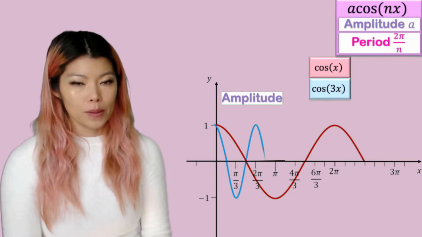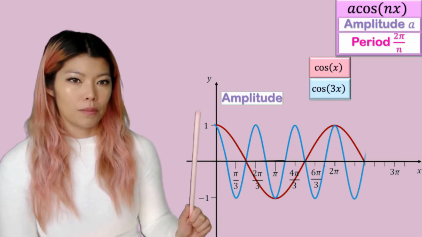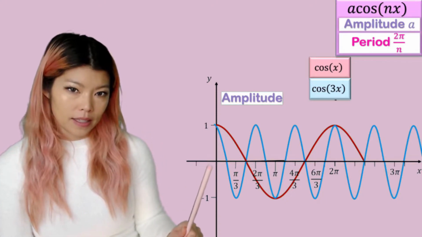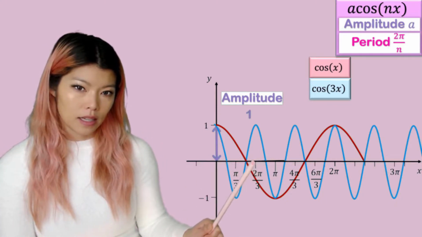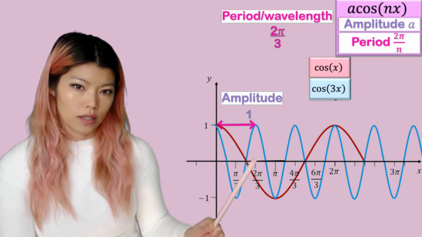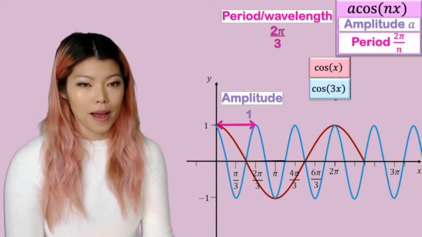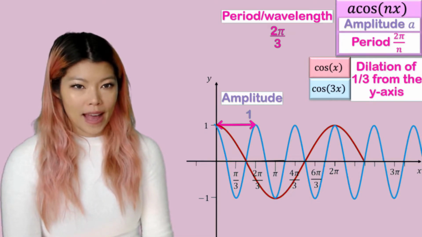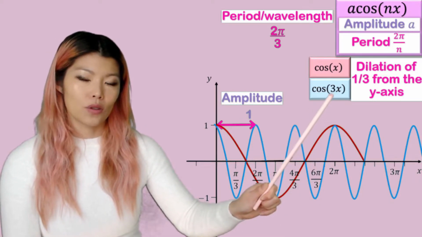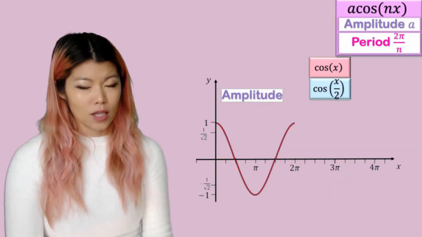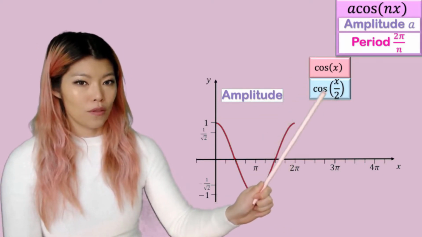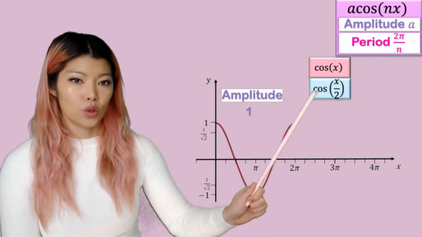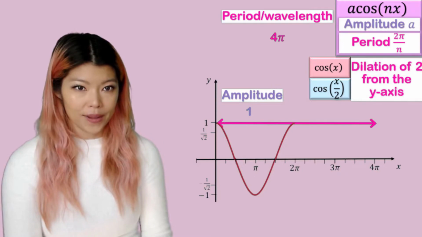Let's try 3x. Cos 3x would mean the period is now 2 pi on 3, or 2/3 pi. See? Between here and here is 2/3 pi. So we describe that as a dilation of 1/3 from the y-axis. So remember, the dilation from the y-axis is always 1 over the number in front of x. So if you had 1/2, 1 over that would be a dilation of 2. So here we have the period of 2 pi over a half, which is 4 pi.